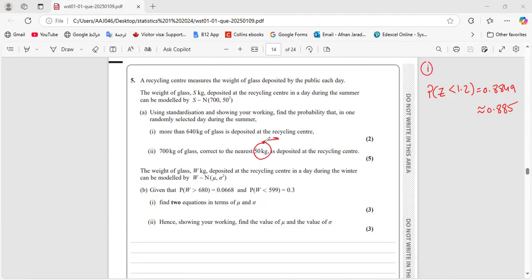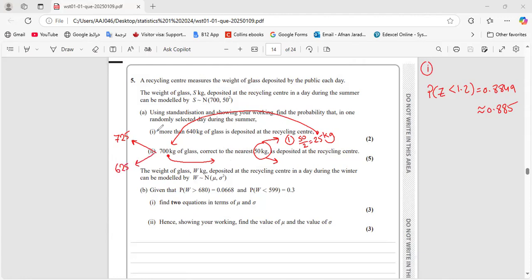So you need to find the upper and lower bounds. Divide 50 by 2, which equals 25 kilograms. Add the 25 to 700 to find the upper limit, which is 725, and take 25 from 700 to find the lower limit, which is 625.